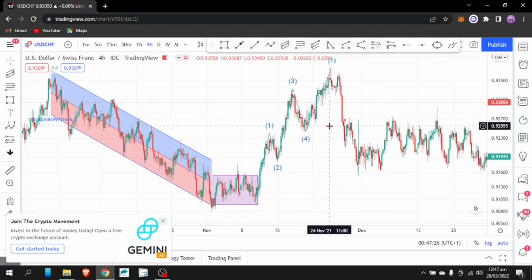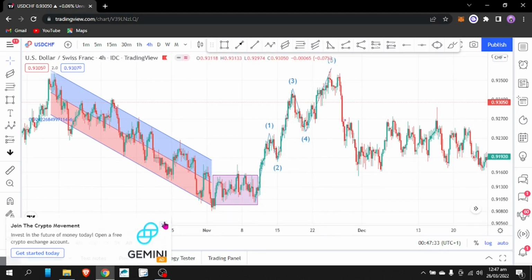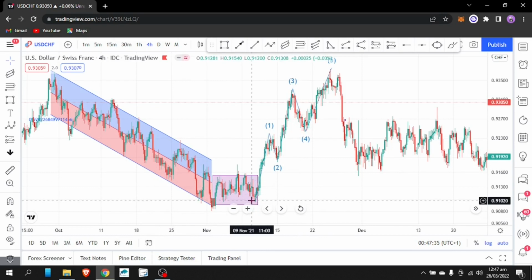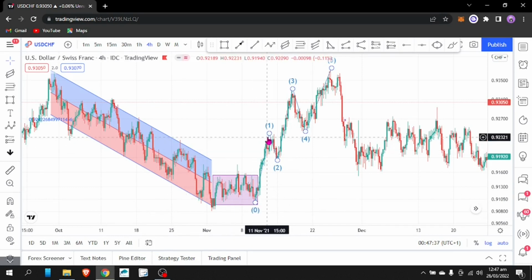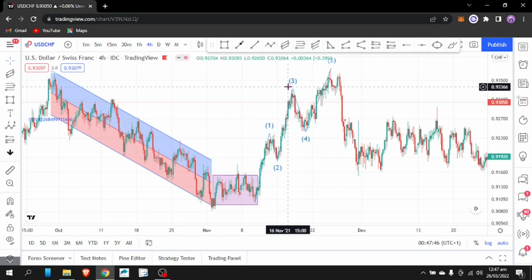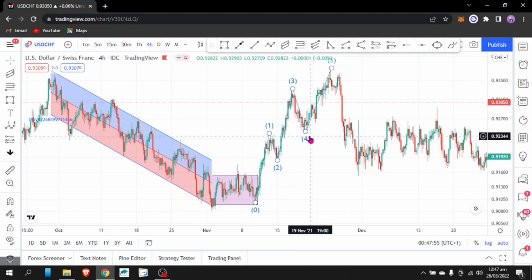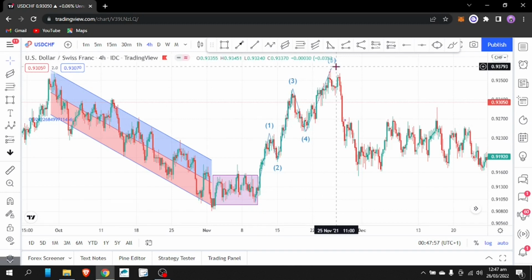Now looking at this, you can see that we have ourselves a perfect Elliott wave pattern here. From this point to this point, it gave us a first wave, the first pullback gave us a second wave, the second impulsive push to the upside gave us a third wave, which you can see is labeled 3. Then our second pullback gave us the fourth wave, and then we had our last wave.